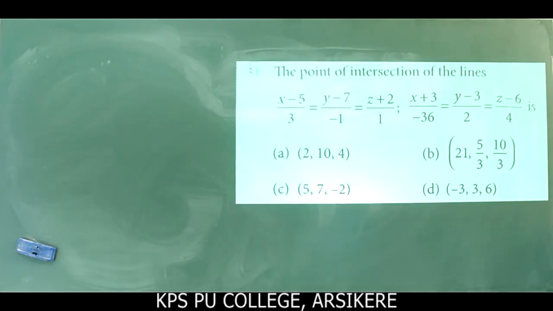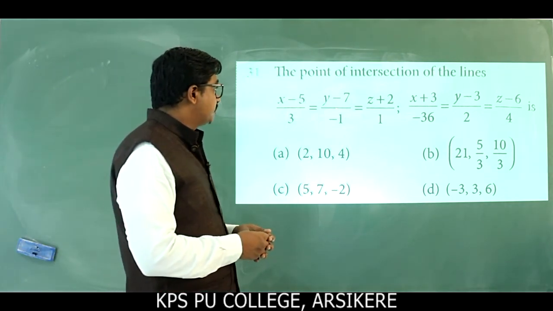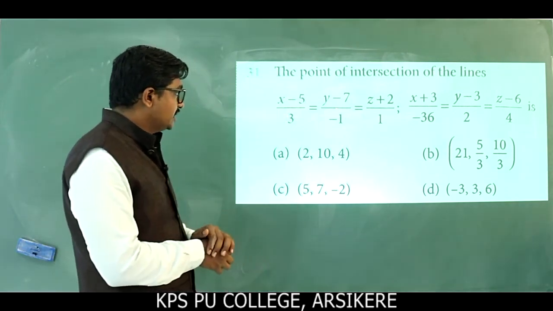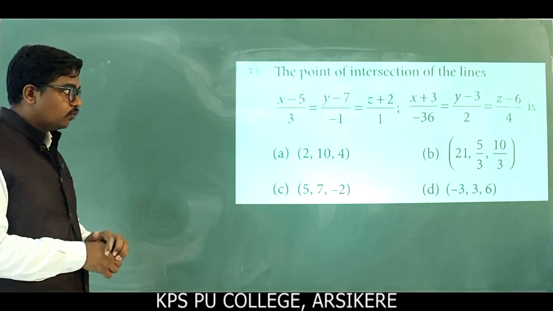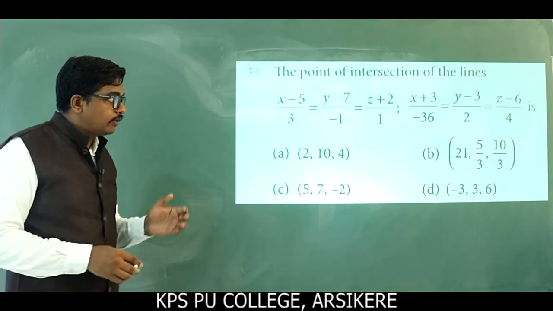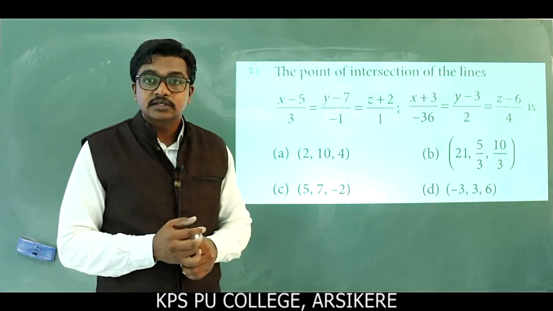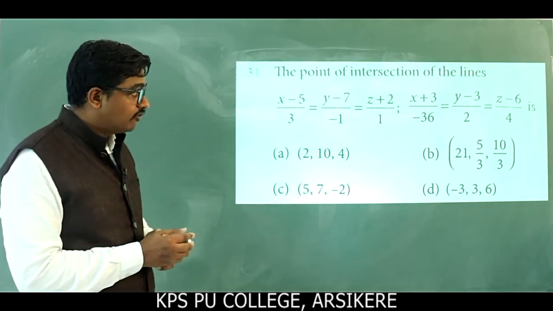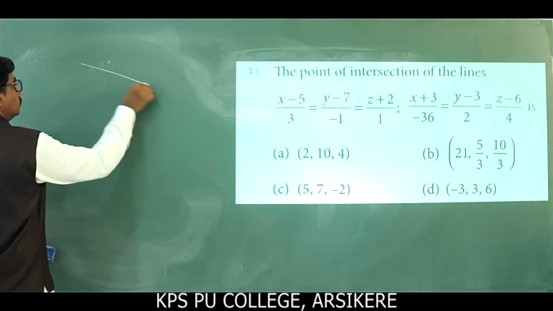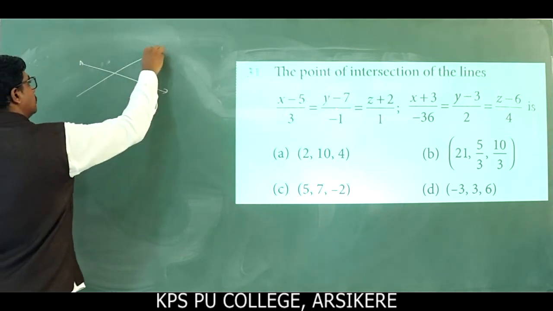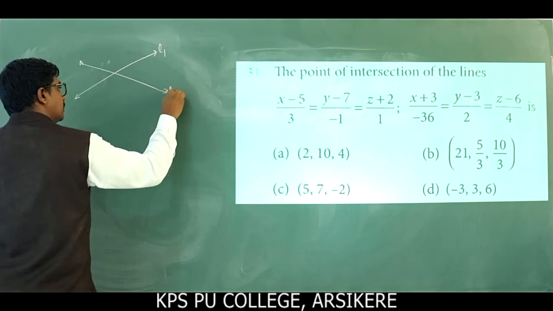Now dear students, we are moving to the next question. The point of intersection of the line (x minus 5)/3 is equal to (y minus 7)/(minus 1) is equal to (z plus 2)/1, and (x plus 3)/(minus 36) is equal to (y minus 3)/2 and is equal to (z minus 6)/4, we need to find the point of intersection. Remember, here we have the two lines. So this is the line L1, this is the line L2.